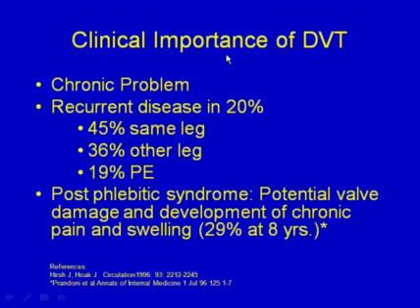Again, in addition to acute DVT, DVT can be a chronic problem with recurrent disease in 20% of patients, often in the same leg, sometimes in the other leg, and again, patients who go on to have pulmonary embolism after having had a DVT. In addition, patients who have had a primary event of deep venous thrombosis may develop postphlebitic syndrome, which is valve damage and then development of chronic pain and swelling. And the incidence of this is estimated to be as much as 29% at 8 years after the initial event.